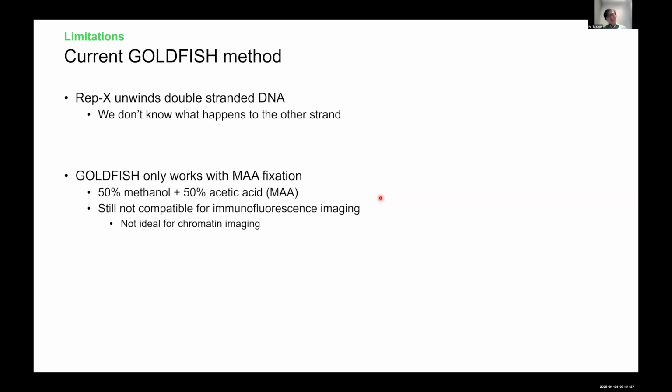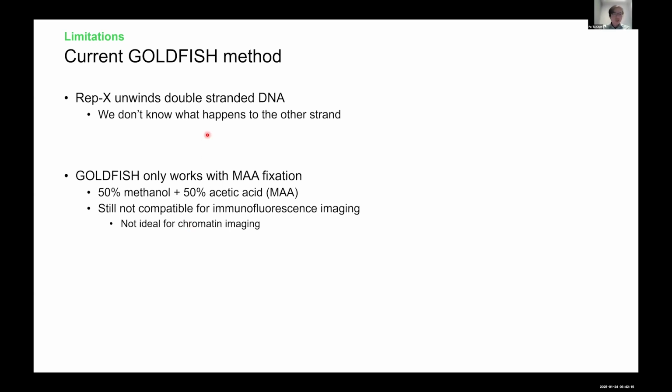However, there's one question that remains. When helicase unwinds the DNA, it still leaves another non-target strand there. This non-target strand can potentially compete with the probe binding. It's the same problem. There's another problem: the original GOLDFISH method actually creates a new problem. It only works with methanol-based fixation, for example, methanol and acetic acid. When acetic acid is used, it denatures most of the protein, so this method is still not compatible with immunofluorescence imaging.